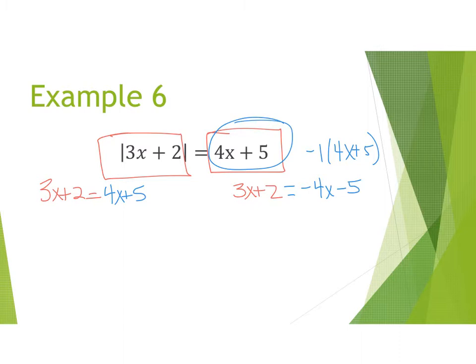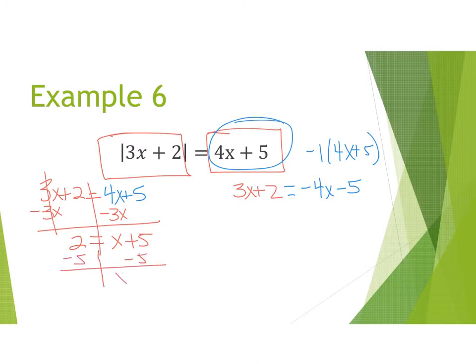So let's see. I'll get rid of the 3x because I want all my variables on one side. So my 3x's cancel out, and I'm left with 2. 4x minus 3x is 1x. I can only subtract the 3x from the 4x because they both have an x. I cannot do it from the 5 because the 5 does not. I bring the 5 down. Now I have a one-step problem. I have addition. I have to get rid of the addition with subtraction. So now my x is equal to -3.